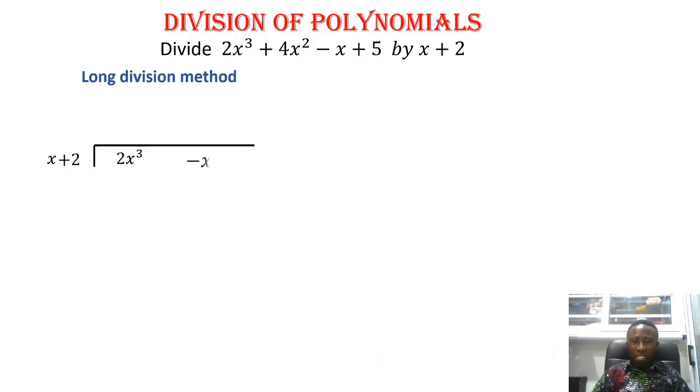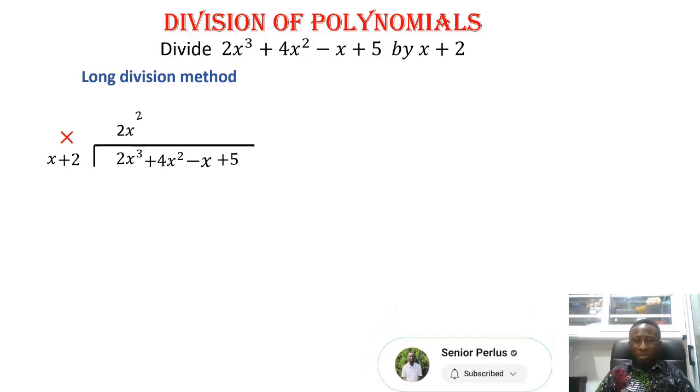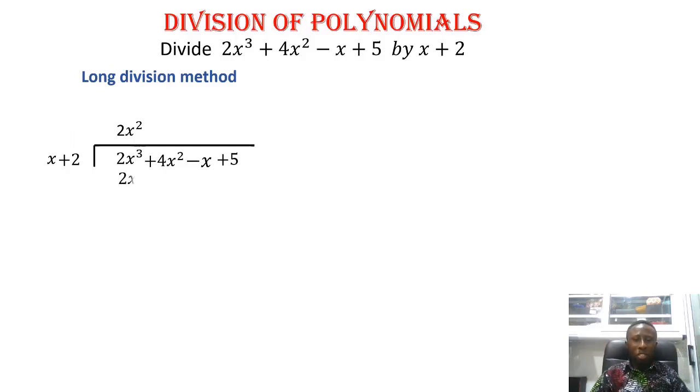So s plus 2 is the divisor, and 2s cubed plus 4s squared minus s plus 5 is the dividend. As we already know, you divide 2s cubed by s. Then it will give us 2s squared. Then write it on top of the sign. Good. Then you multiply s by 2s squared. You will get 2s cubed. Then you write 2s cubed under the 2s cubed.